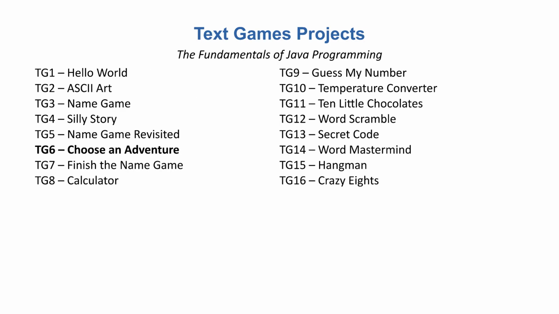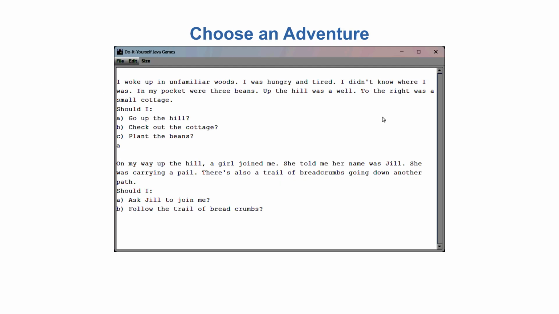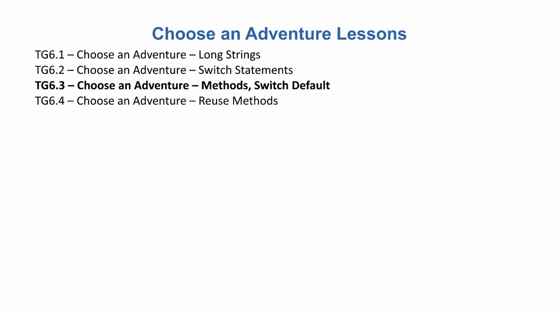This series has 16 projects. We're currently working on the 6th project, TG6, Choose an Adventure. In this project, we'll create a program for an adventure story where the reader chooses what should happen next, as shown here. This is lesson TG6.3, where you'll learn about methods and the switch default.